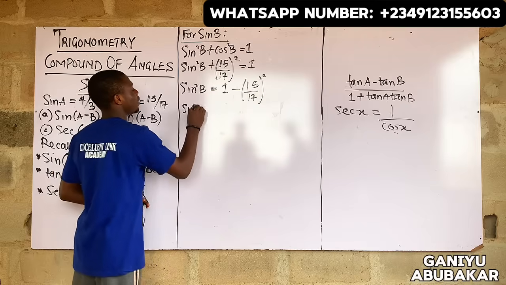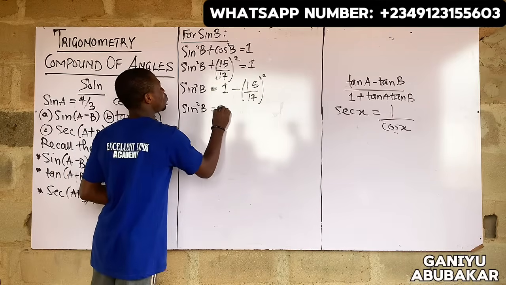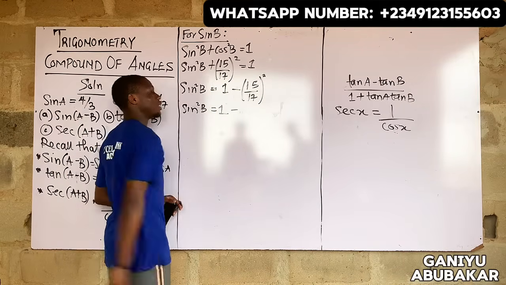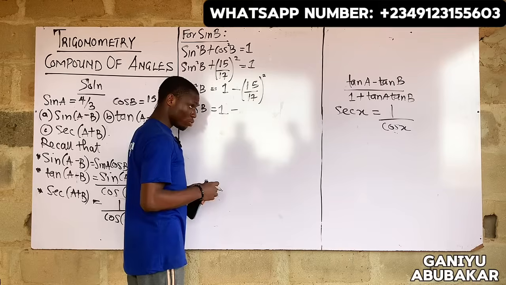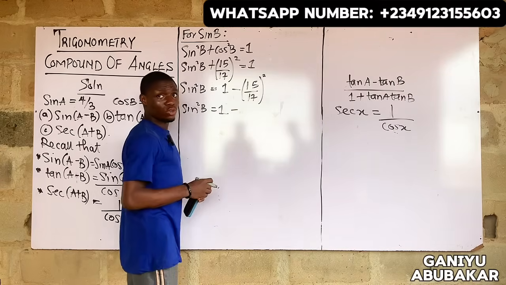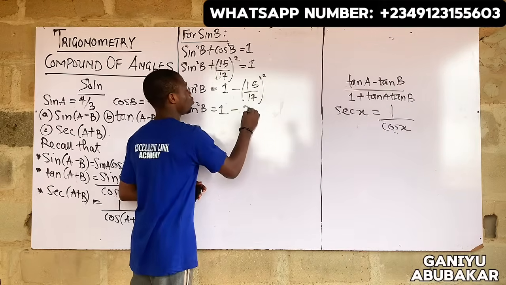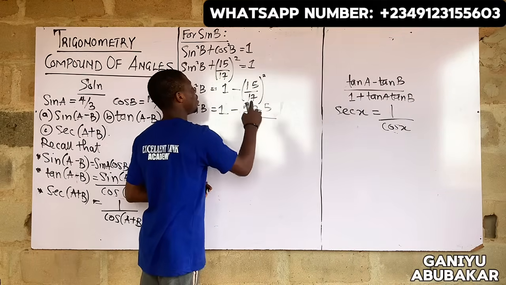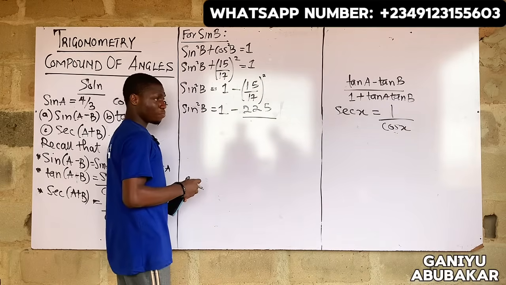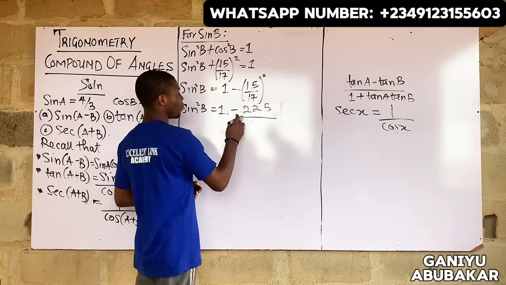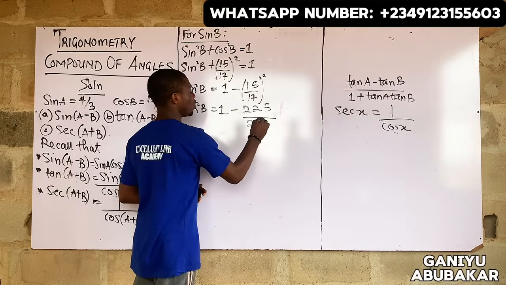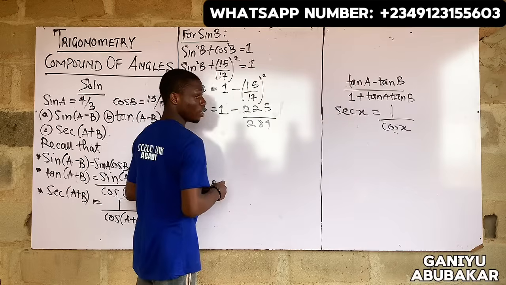I'll have that sine squared B equal to 1 minus, what's 15 squared? This squared is what? 225. 225 all over 17 squared. What is 17 squared? 289. Are you correct?